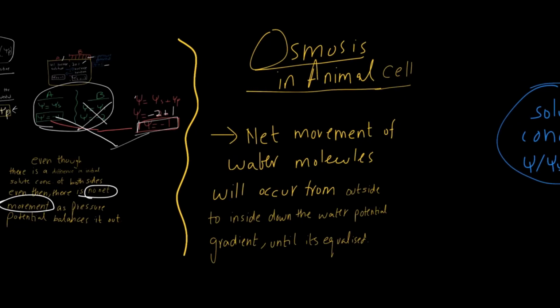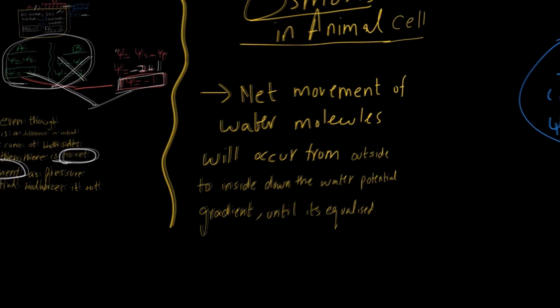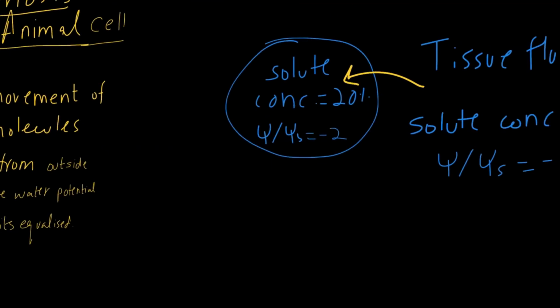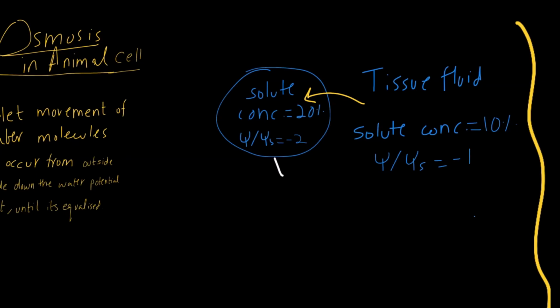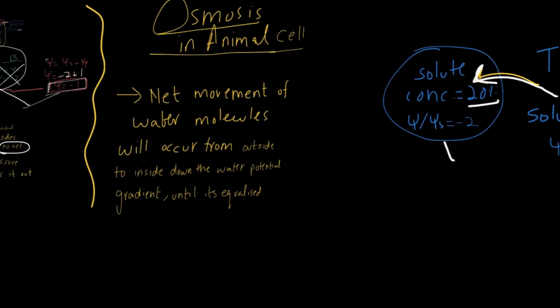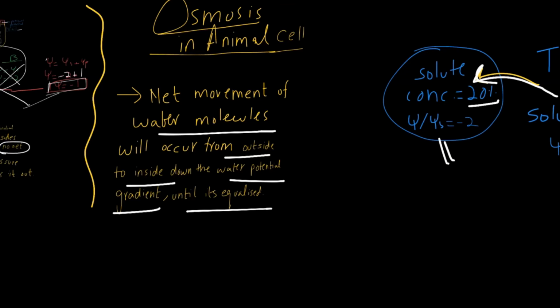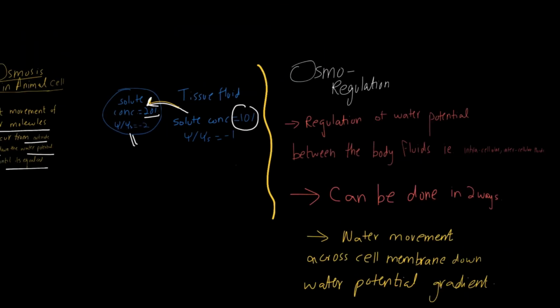Moving on, osmosis in animal cells. This is an example right here: an animal cell and tissue fluid outside the cell. The solute concentration in tissue fluid is 10% and in the cell is 20%. So water moves from outside to inside. As I've stated right here, net movement of water molecules will occur from outside to inside down the water potential gradient until it is equalized, and the cell membrane acts as the partially permeable membrane in this case.